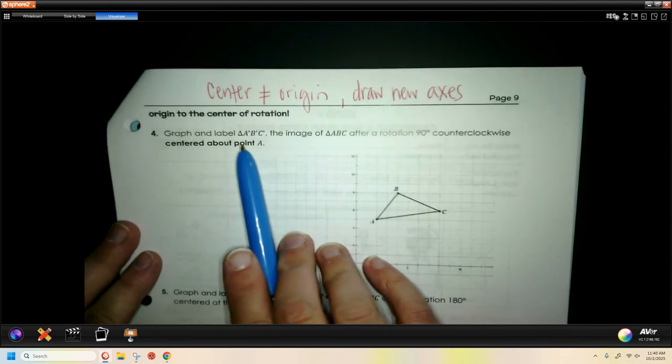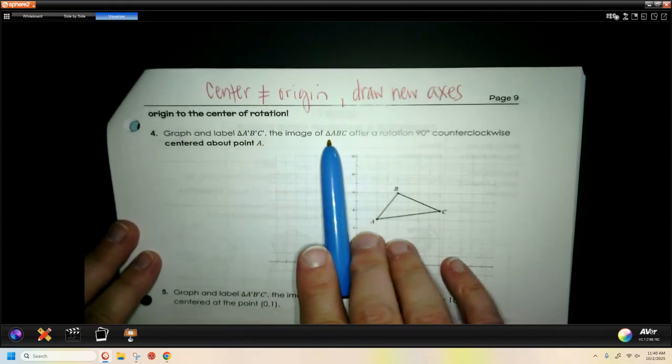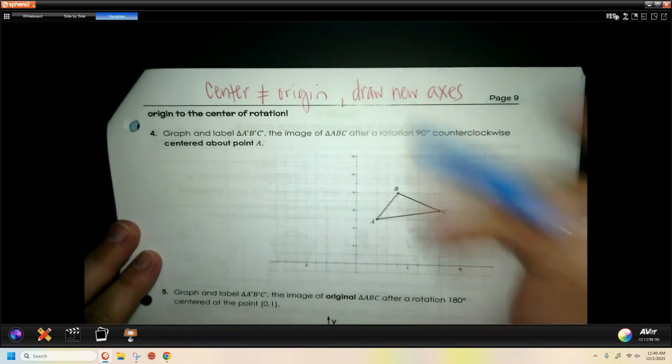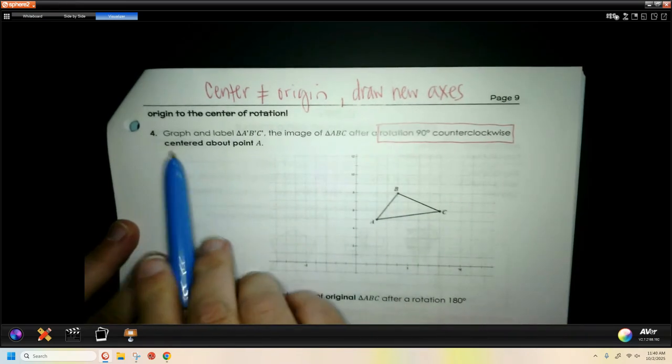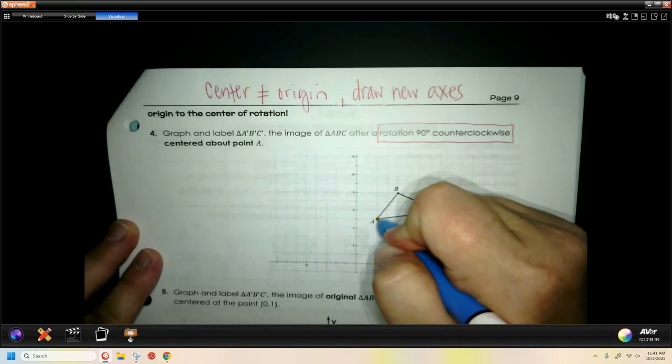Okay, let's read question number 4. It says graph and label triangle A prime, B prime, C prime, the image of triangle ABC after a rotation 90 degrees counterclockwise, but wait for it, centered about point A. So point A is the center.